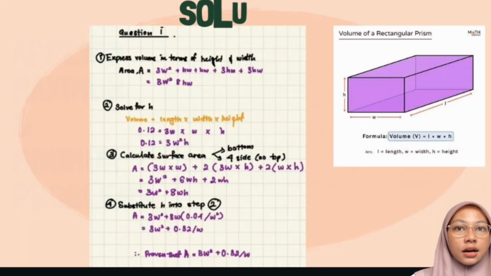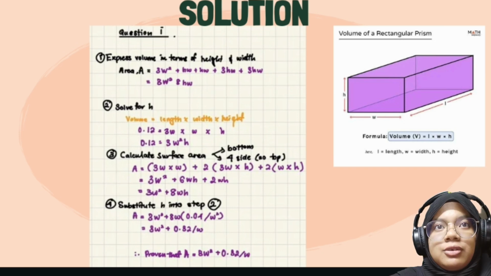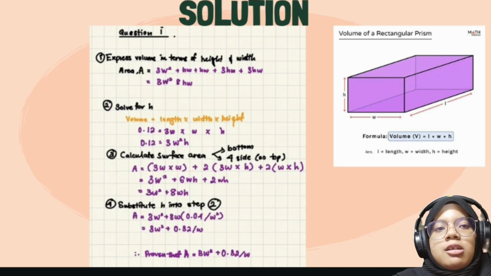Next question is, determine the optimal dimensions, length, width and height, of the container that will minimize the amount of material used in construction. So let's begin by defining our variables. We will use W for the width of the container, L for its length and H for its height, all measured in meters. The volume of the container will be denoted as V in cubic meters.